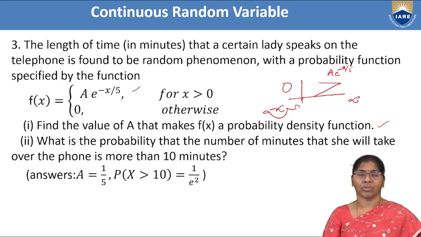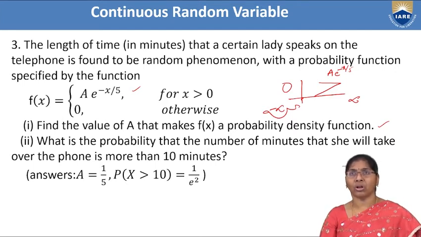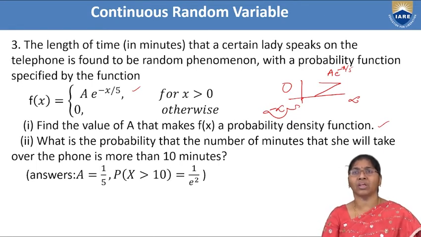First one is okay. What about the next one? What is the probability that the number of minutes that she will take over the phone is more than 10 minutes? If the lady is making a telephone conversation, they are asking about the conversation lasting more than 10 minutes, the random phenomenon of the problem. Okay, these two are the conditions.